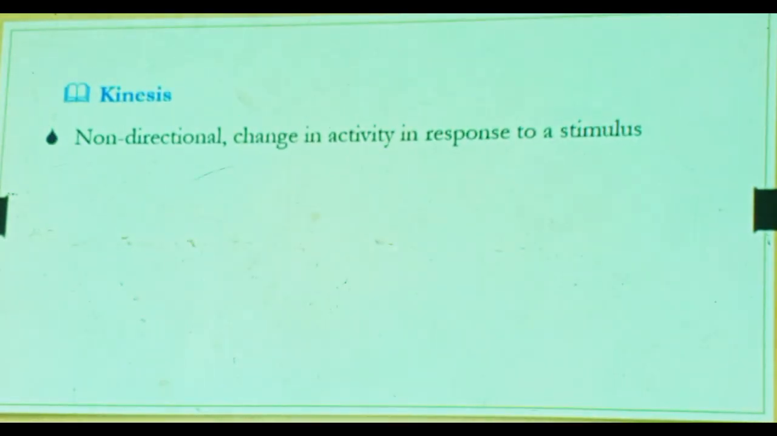The second type of orientation behavior is kinesis. This is a non-directional change in activity in response to a stimulus. The organism is simply increasing activity, just moving here and there, not towards or away from the stimulus. Simply increased activity without a specific direction. Therefore, it is a non-directional change in activity in response to a stimulus.